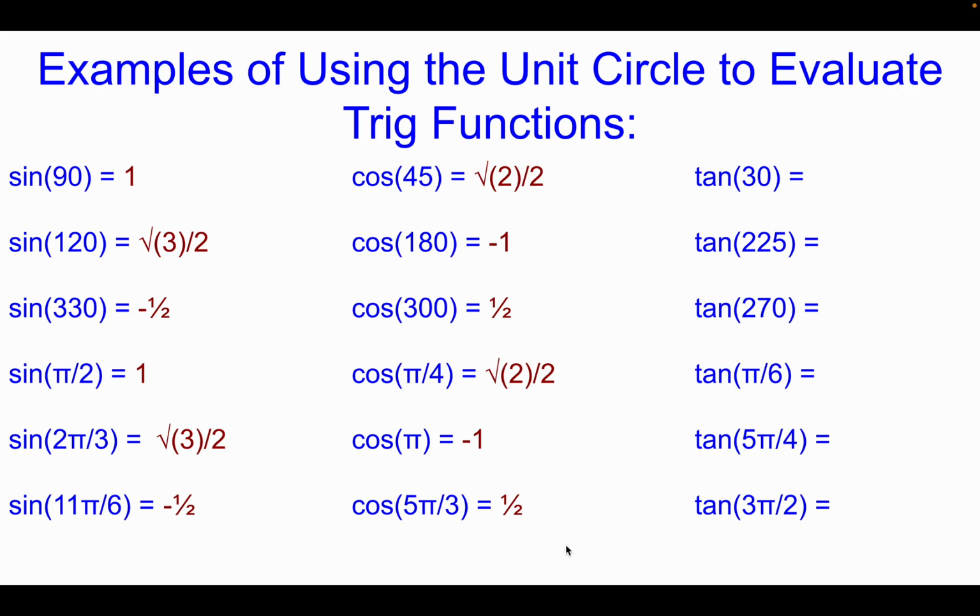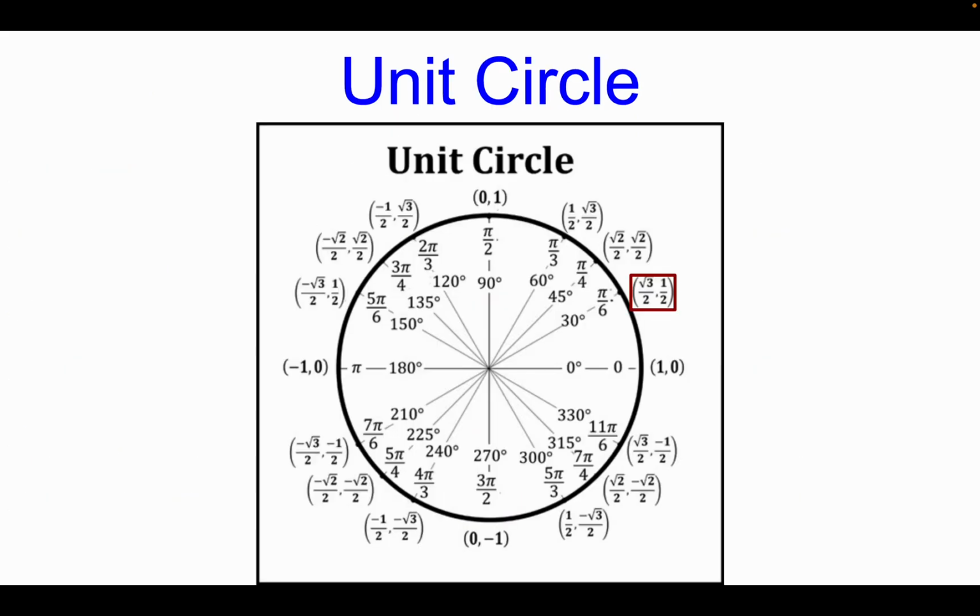All right, now let's do tangent. Tangent is just a little bit more involved than sine and cosine because remember, tangent is y over x. So we're going to have to do a little bit of calculation with tangent. So tangent of 30 is right here. So my y value is 1/2. My x value is square root of 3 over 2. So I'm taking 1/2 divided by the square root of 3 over 2.